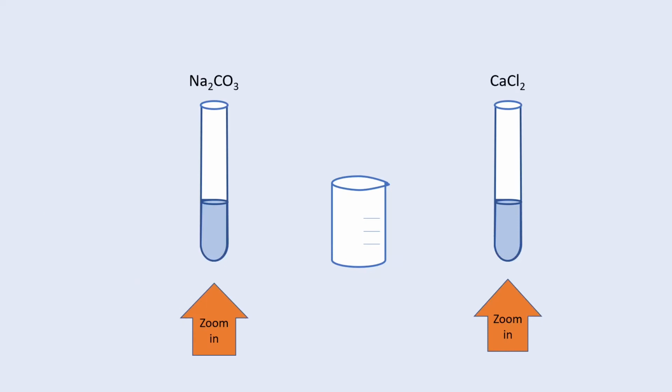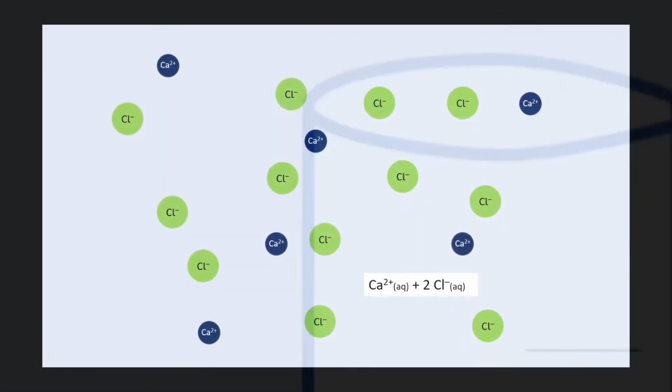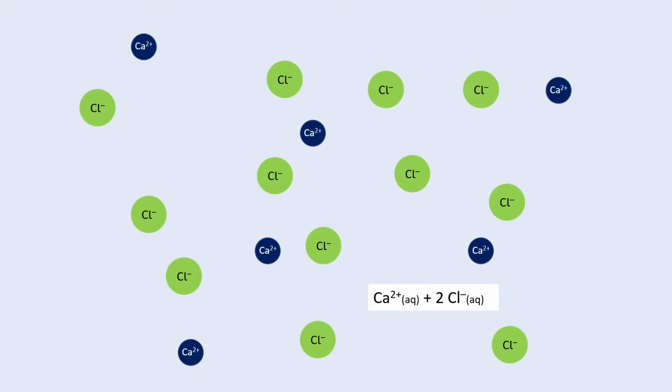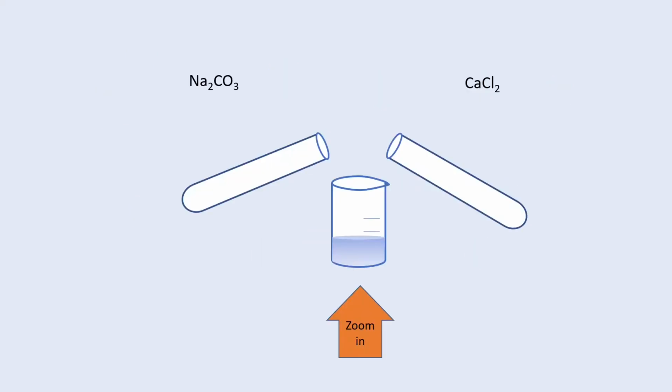Let's zoom in on the calcium chloride solution. We have calcium ions and chloride ions floating around in solution. When we combine these clear solutions, the mixture becomes cloudy and white. This is due to the formation of the calcium carbonate crystals. Let's look at what is happening in this mixture now.